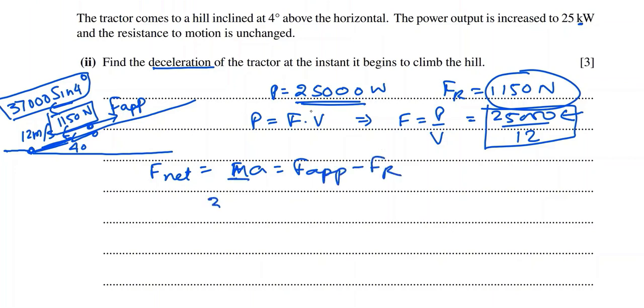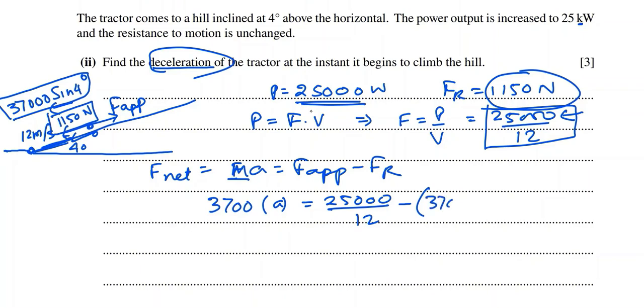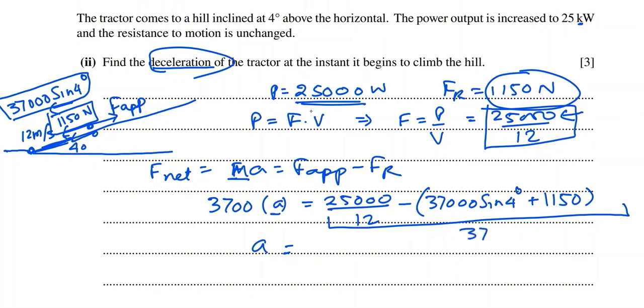So M is 3700 kilograms. Acceleration, we don't know. And we want to find it because they're saying deceleration, obviously it will be negative. So applied force is 25,000 divided by 12 minus, now there are two resistive forces, so we will add both of them. One was 37,000 sine 4 degrees. And second one was 1150 newtons. So we can find acceleration now. So if we want to find acceleration, it will be this whole thing divided by 3700.